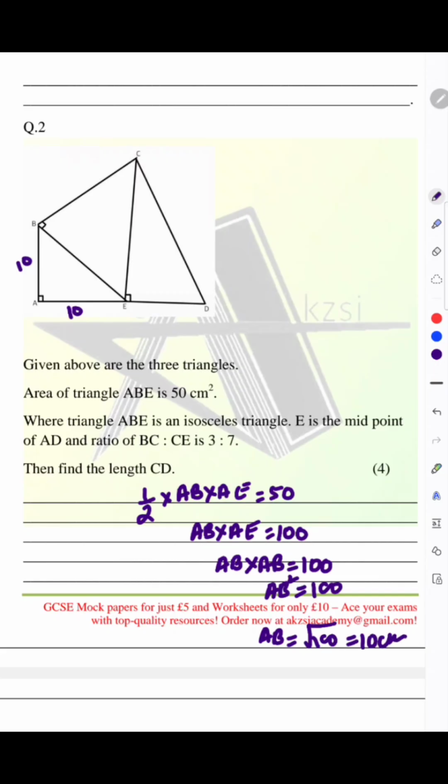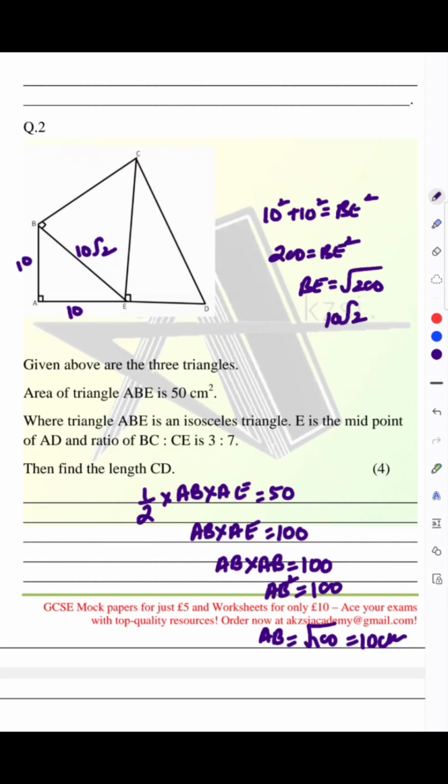If these two are 10 centimeters, BE we can easily calculate, it will give you 10 root 2. And how? Because I have to apply Pythagoras theorem. So Pythagoras says 10 squared plus 10 squared is equal to BE squared. So it will be 200, and BE is root of 200, which is 10 root 2 centimeters. We now know this one.